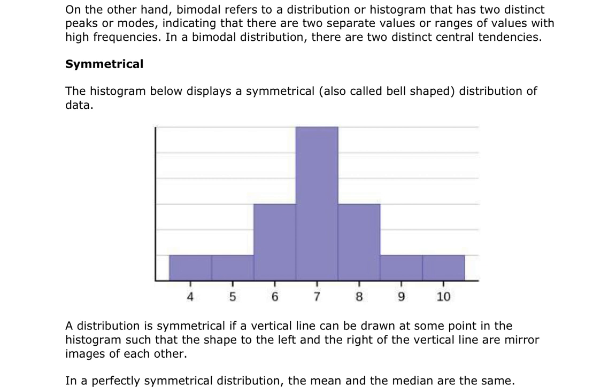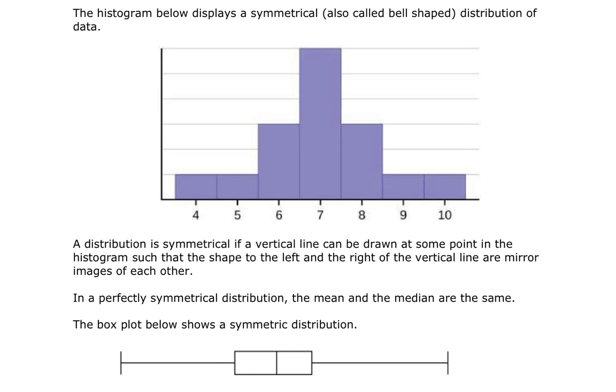The next one we're going to look at is symmetrical, or sometimes called bell-shaped distribution. Whatever you see on one side of the mean, median, and mode is the same on the other side. Now, if we are perfectly symmetrical, the mean, the median, and the mode should all be the same, and it should be right here in the center. So this is an example of a bell-shaped or symmetrical histogram.